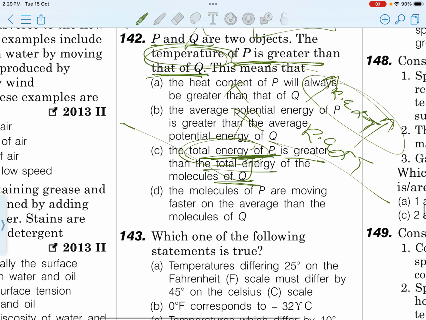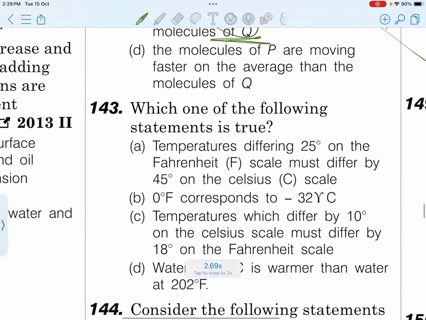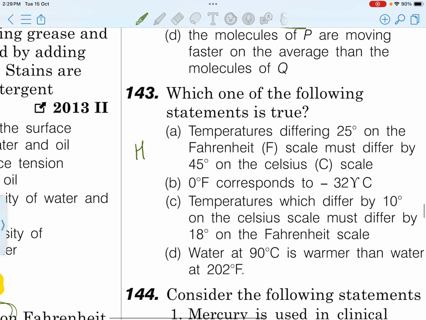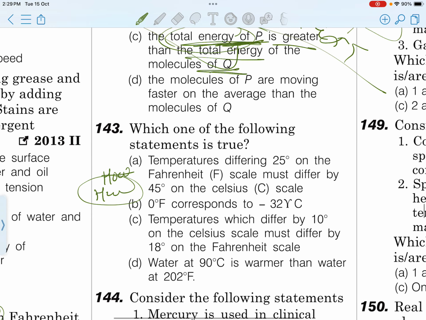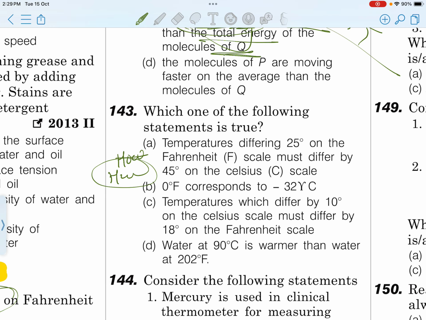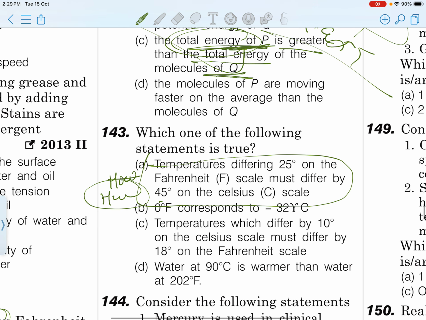As we know, kinetic energy is equal to temperature. Simple. This is your homework, okay? It's very easy. Let me just solve it. Temperatures differing by 50 degrees on the Fahrenheit scale must differ by the same on Celsius. Let's check whether this is correct or not.